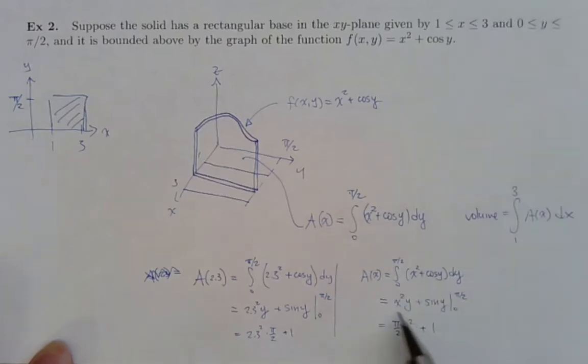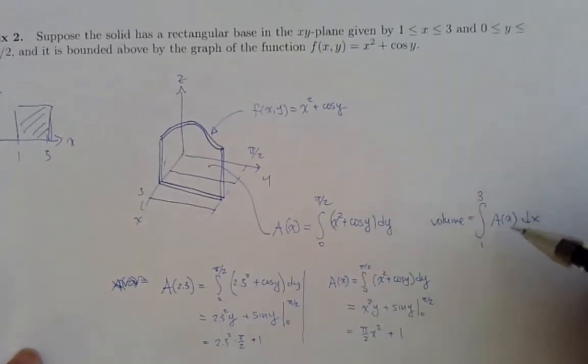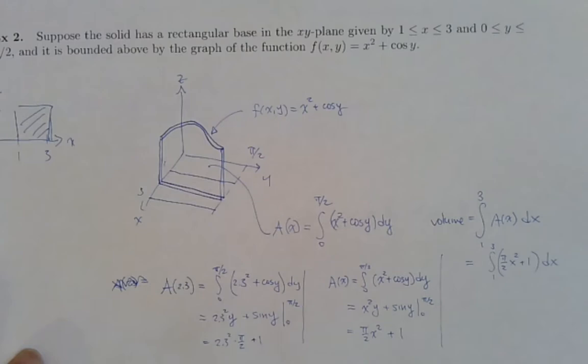And now we have this quantity, we can put that in here. So this volume is equal to the integral from 1 to 3 of pi over 2 x squared plus 1, quantity. Integrate that, and that's some number. I did it earlier. It's equal to 2 plus 13 pi over 2.